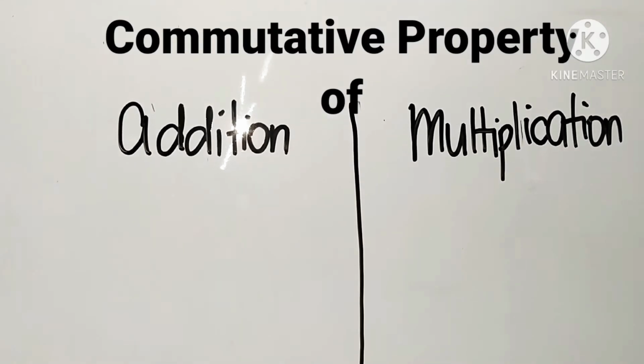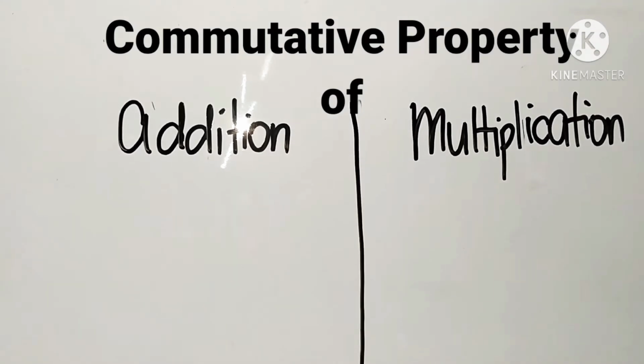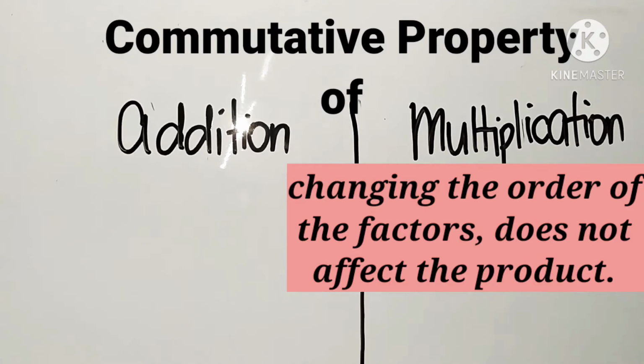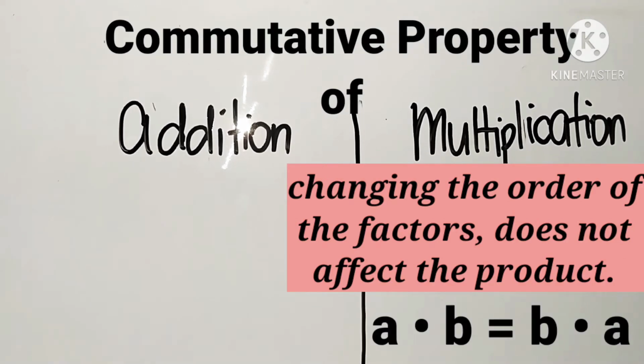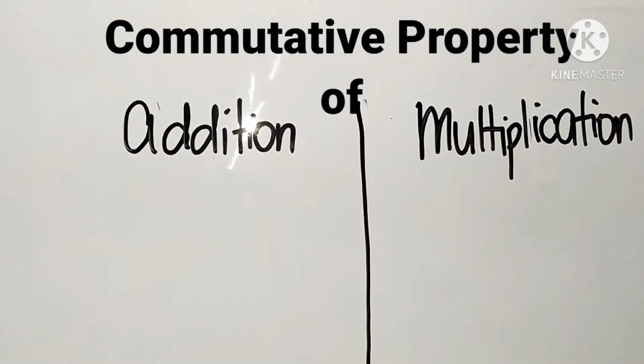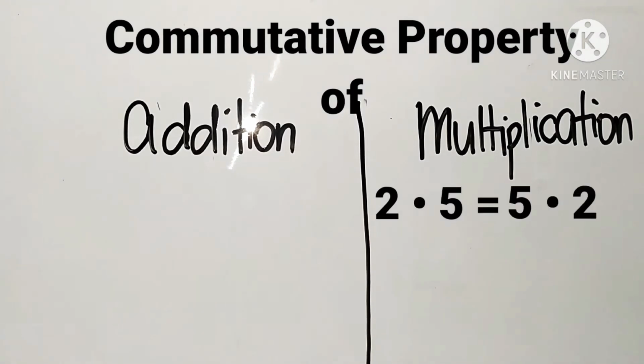Another, if you were given negative 8 plus 4, changing the order of the addends, it will become 4 plus negative 8. The result is negative 4. For the commutative property of multiplication, changing the order of the factors does not affect the product, denoted by A times B is the same as B times A. For example, 2 times 5, arranging the order, it will become 5 times 2. The product of both arrangements is 10.